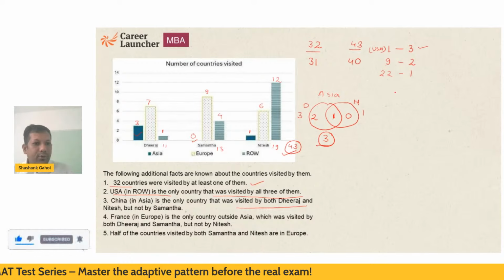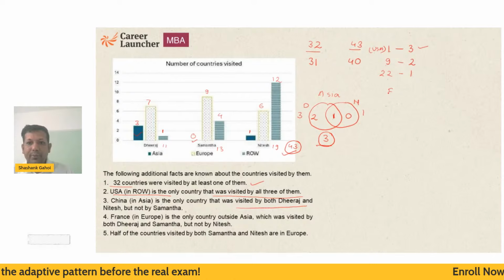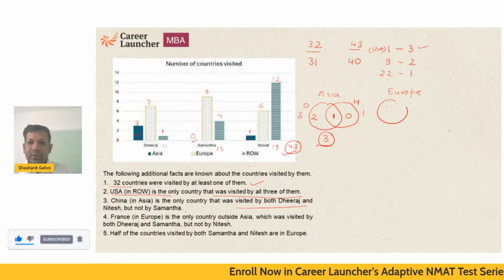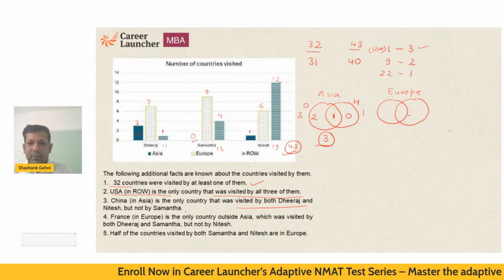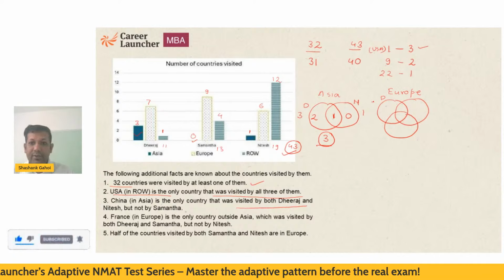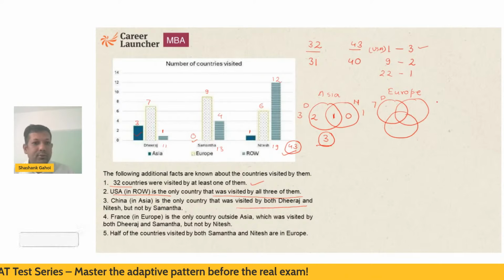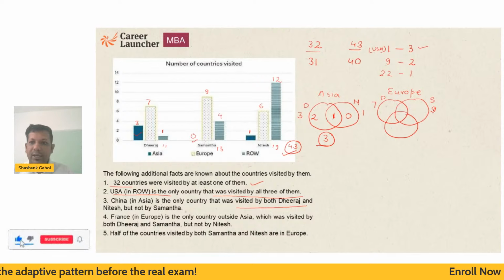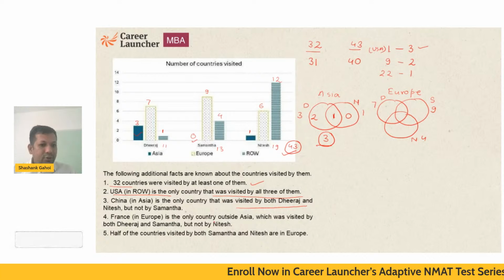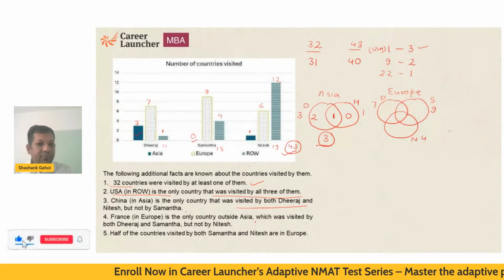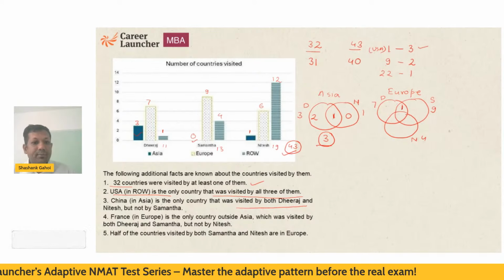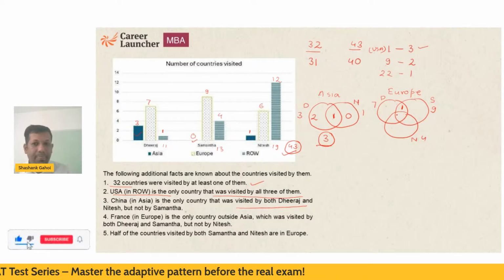Now I'm going to talk about Europe. In Europe, I have all 3 people. Dheeraj has 7, Samantha has 9, and Nitesh has 4. France in Europe is the only country outside Asia which is visited by both Dheeraj and Samantha, but not Nitesh. So that is 1.